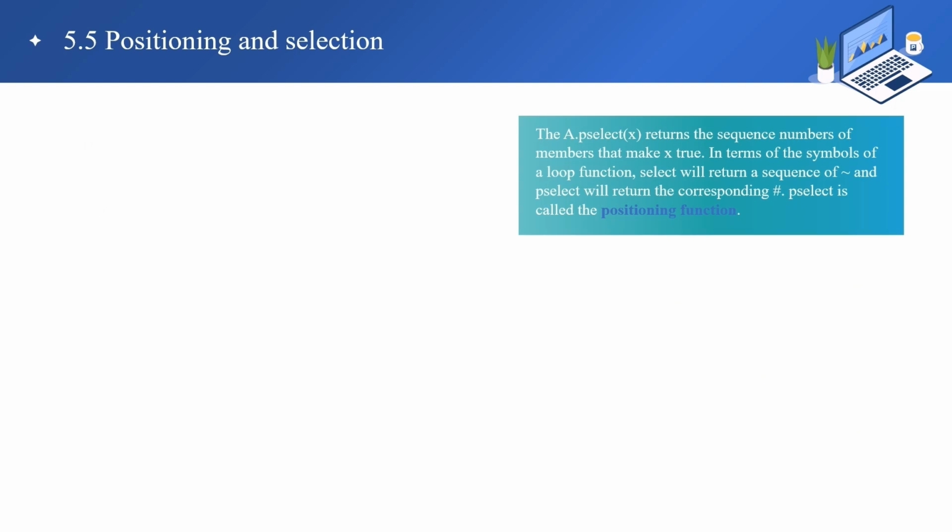We care about the members that meet the conditions, but sometimes we also care about the positions of those members. For example, we want to find out in which months the sales amount has increased from a sequence of 12-month sales amount.